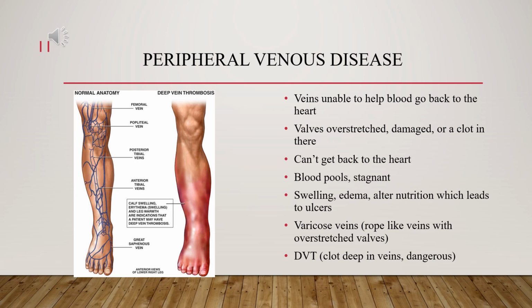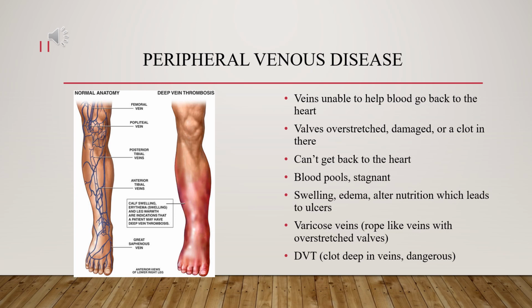So again, here's another visual of PVD. So the veins cannot help get the blood back to the heart. The valves have become overstretched over time or damaged with the plaque, or there's a clot in there, so that blood just can't make it back to the heart. So what's going to happen? The blood is going to pool, it's going to be stagnant, it's going to be hanging around in one area for too long. And this is going to cause swelling of the extremities, edema.